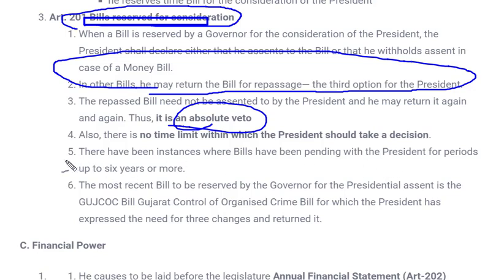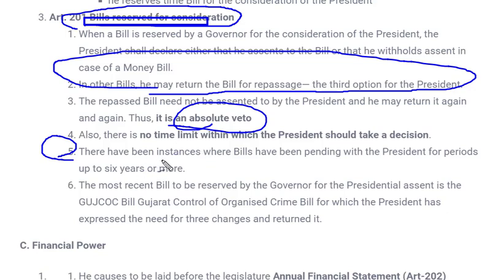And one very important point to be considered is that there is no time limit for the president to take action. If any bill is kept for consideration or reconsideration by the governor from the president, the president does not have any time limit. He can take as much time as he wants to do whatever he wants to do with the bill.